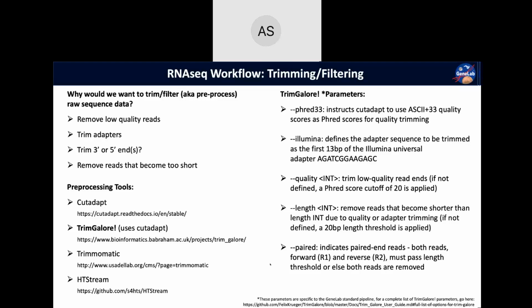Wouldn't any quality below the Phred score of 33 already get cut off with Phred 33? Why do we need the quality?